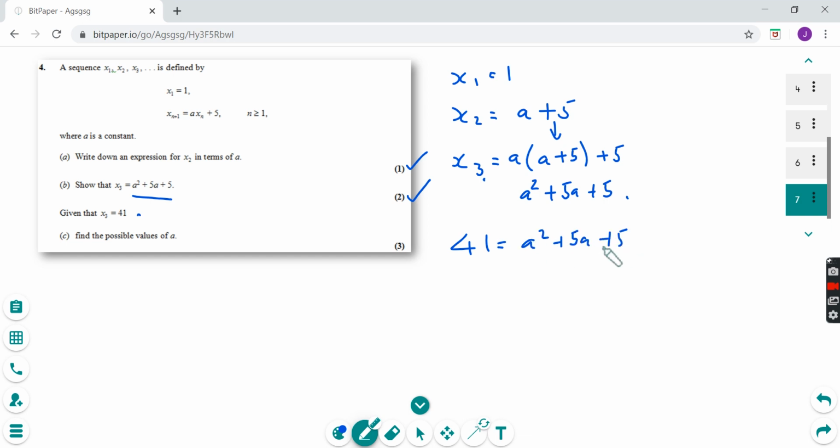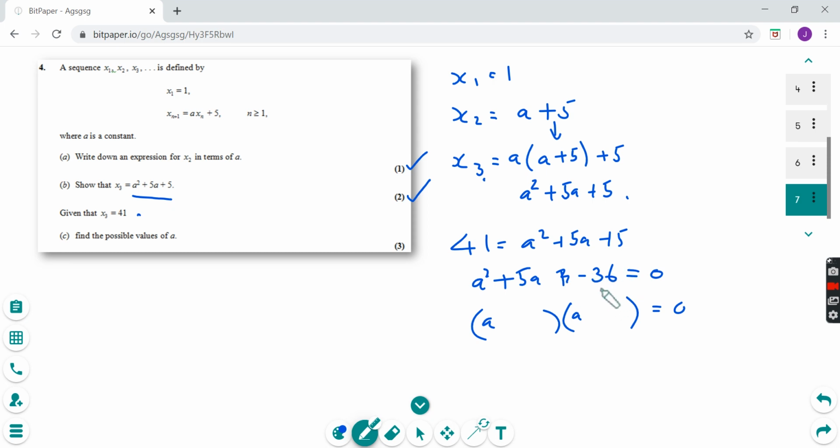As much as possible, try to get quadratics set equal to 0 and then factorize if you can instead of just jumping straight to a calculator, because you often get credit for factorizing and setting equal to 0. What's that? 5 take away 41, isn't it? So minus 36 equals 0. Try to factorize if you can, especially with a sequence or series question.